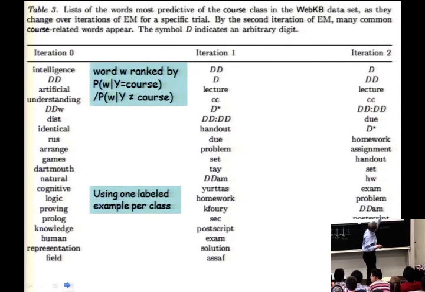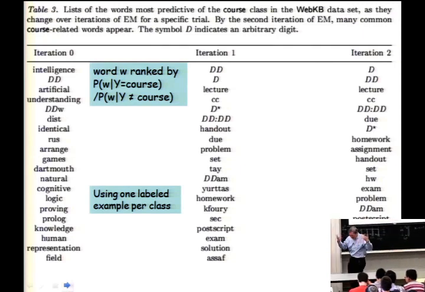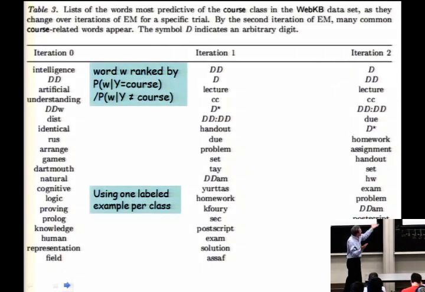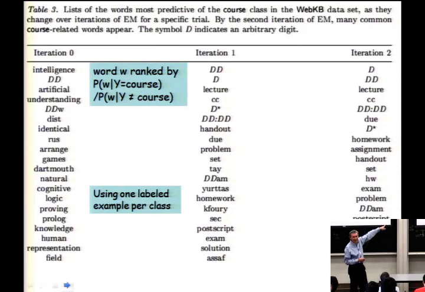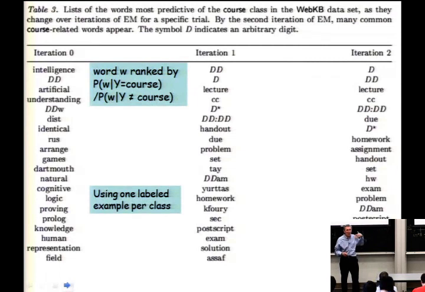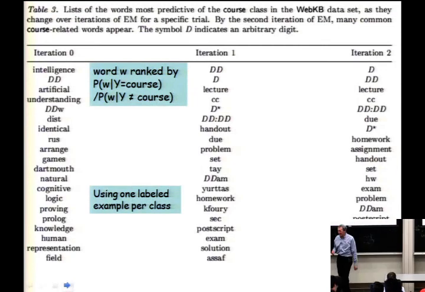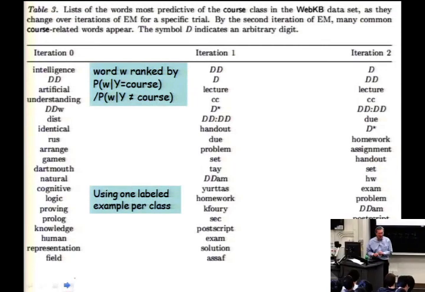Now, what's interesting about this is you can see just looking at these lists that the list on the right is much better than the list on the left in terms of general coverage of course pages. Those things with the D's in them are probably course number kind of tokens. Lecture, due, homework, assignment. That's pretty good. So at some kind of intuitive level, you can see what happened.